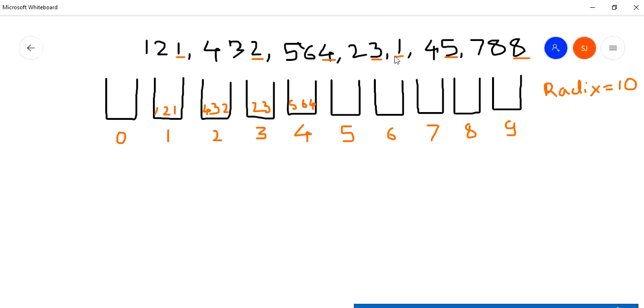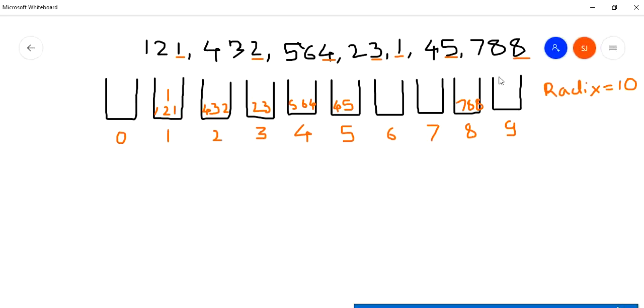Okay, so next number is 1. Unit digit is 1 itself, so it goes under bucket 1. So you are having 121, after that you are having 1. Next is 45. 45 unit digit is 5, it goes under bucket 5. Okay, next is 788. Unit digit is 8, so it goes under bucket 8. Okay, we have completed all numbers.